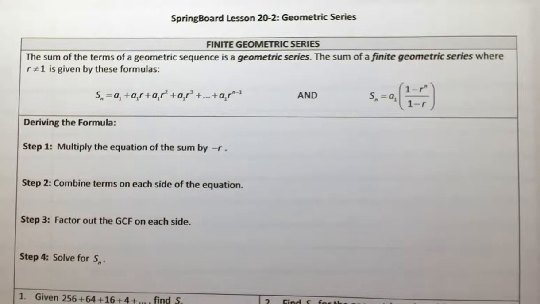Alright guys, so far in this chapter we've talked about arithmetic sequences and arithmetic series. We've talked about geometric sequences, and today we're going to start looking at geometric series. So today we're only going to look at a finite geometric series.